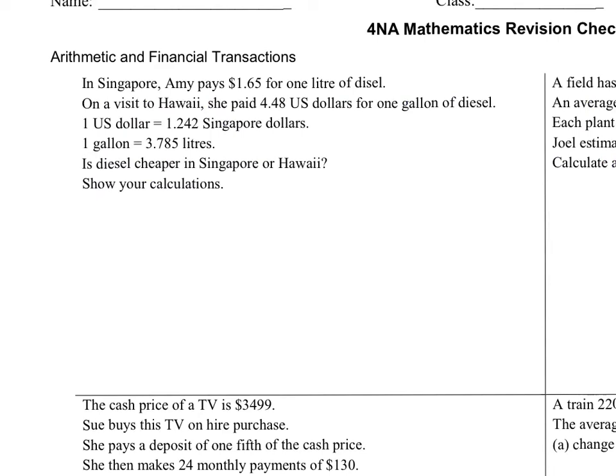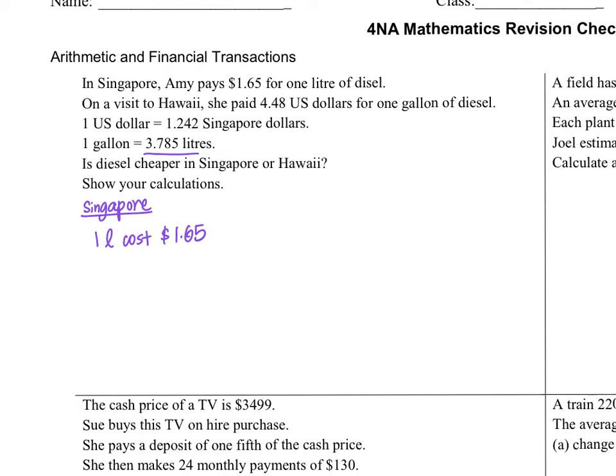In Singapore, Amy pays $1.65 for 1 litre of diesel. So what does this mean? That means in Singapore, 1 litre will cost you $1.65. Now on a visit to Hawaii, she paid $4.48. Oh, you notice that the units for the money are different, so we probably need to change the units. She can buy 1 gallon of diesel for that. Then we also know that 1 gallon is 3.785 litres.